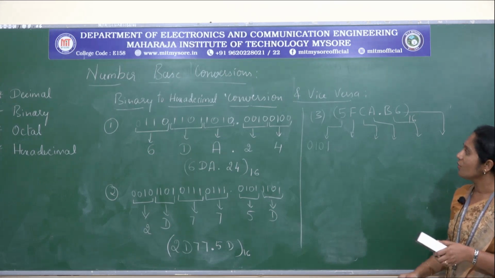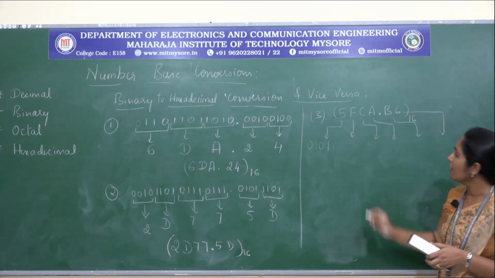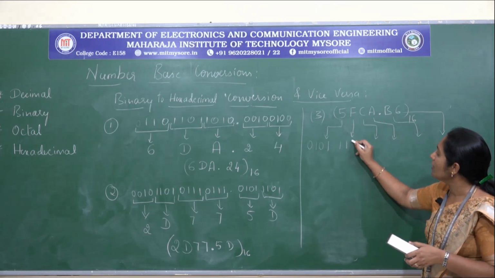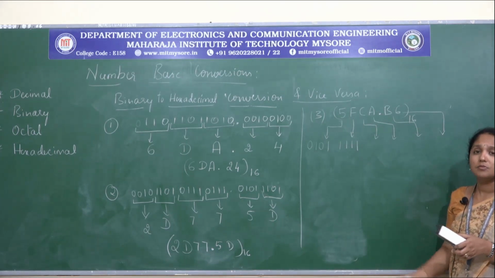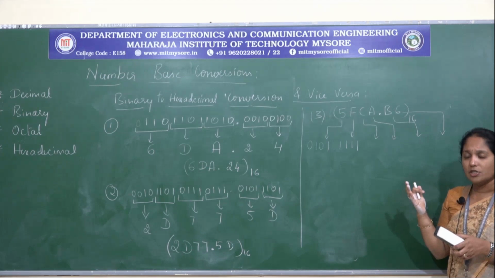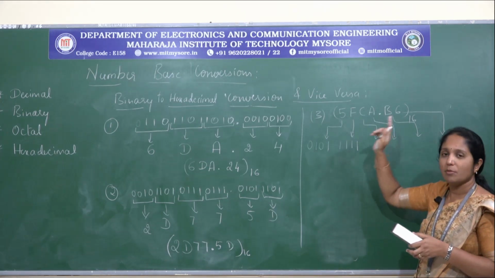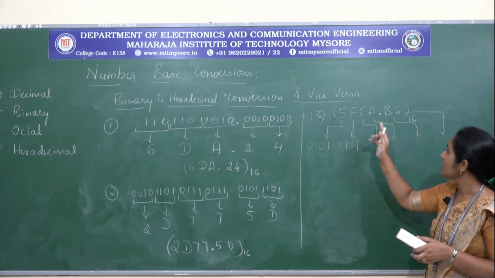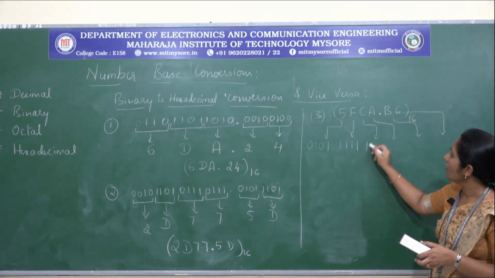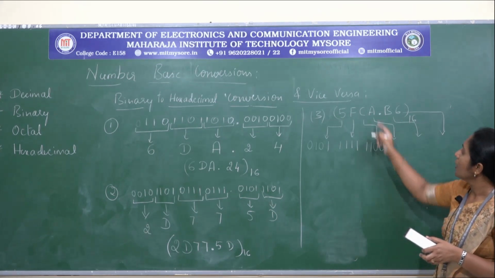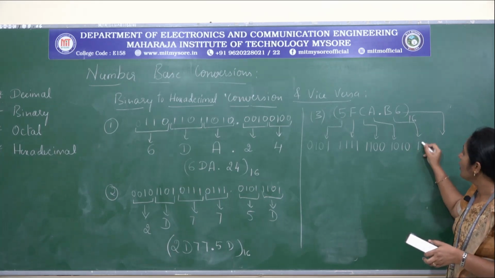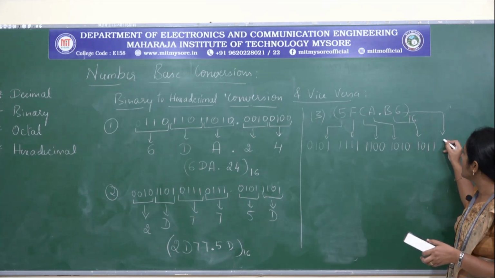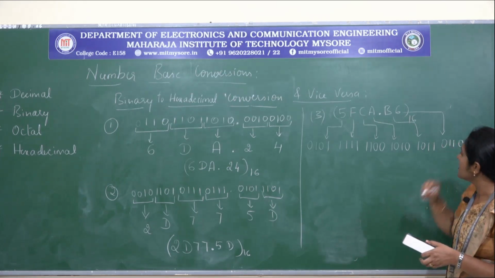0101 is 5. Next is F, F is 15, which is 1111. Next C, C is 12, since A is 10, B is 11, so C is 12, and 12 is 1100. Next A is 10, which is 1010. B is 11, which is 1011. 6 is 110, but we need to write 0110.